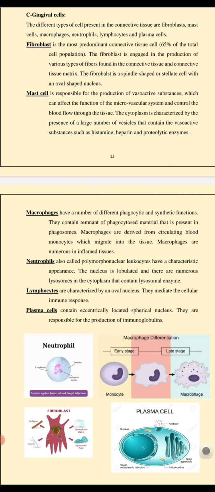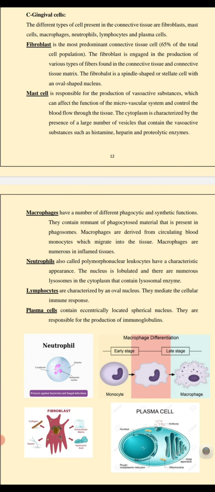It is the keratinocyte. The fibroblast is engaged in the production of various types of fibers found in connective tissue and connective tissue matrix. The fibroblast is a spindle shape or stellate, meaning star-shaped, cell with an oval-shaped nucleus. Look at the fibroblast, which is a star shape, stellate shape. It is responsible for production of the gingival fibers. Second is the mast cell, and it releases histamine.